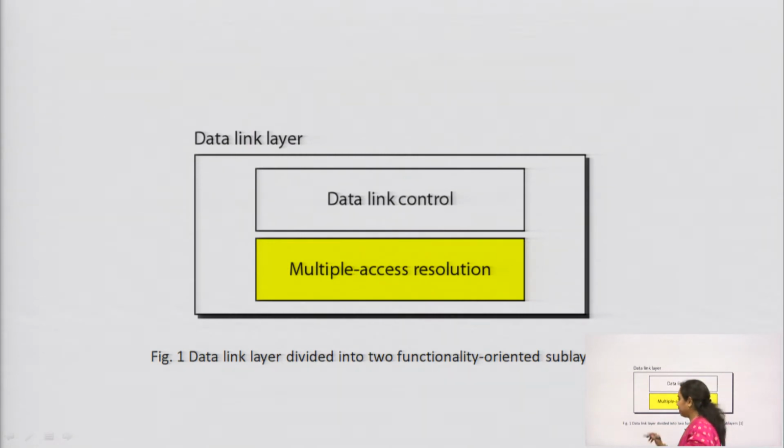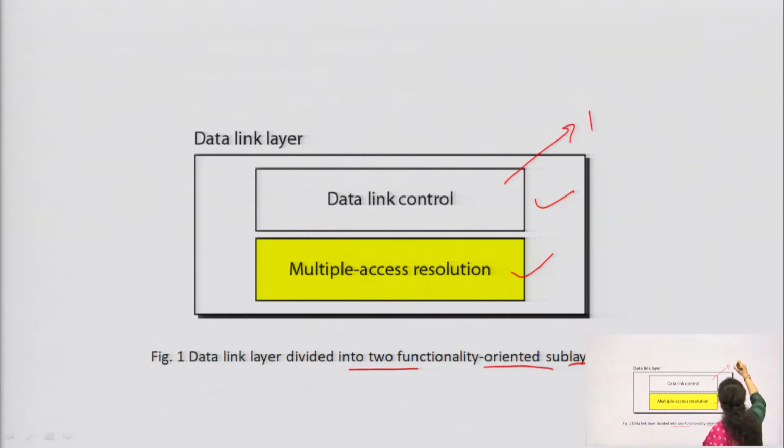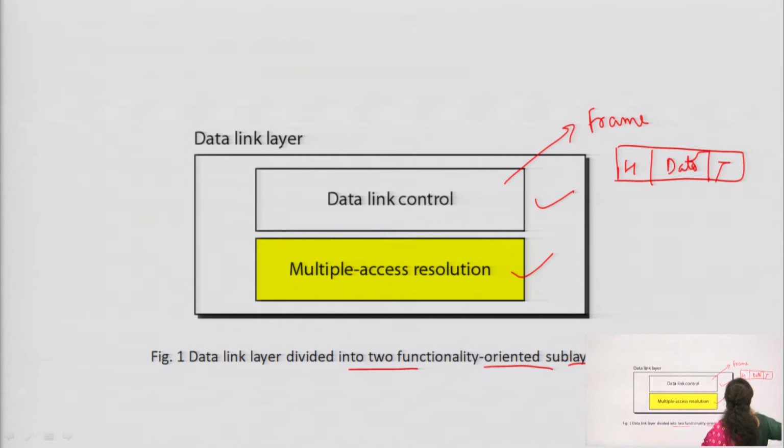The data link layer is basically divided into two functionality-oriented sublayers: the first one is the data link control and the next one is the multiple access resolution. So these two functions are performed at the data link layer. The first one, data link control, is responsible for forming the frame, and the frame consists of the header, then the data, followed by the trailer bits.